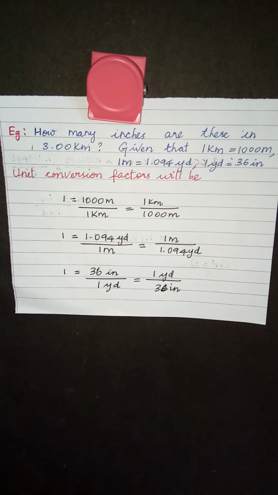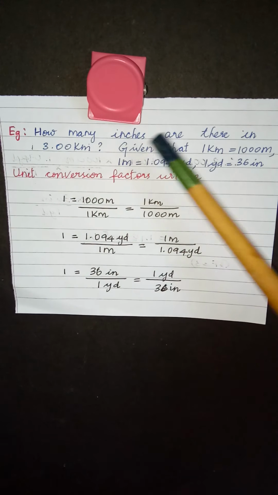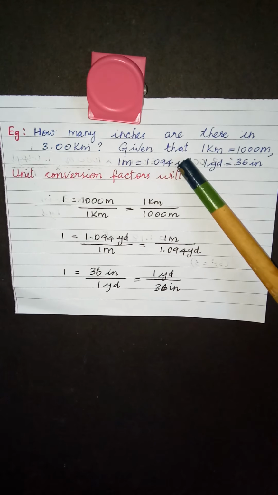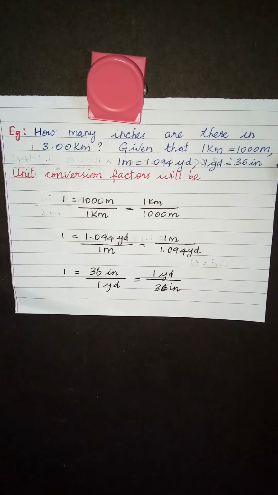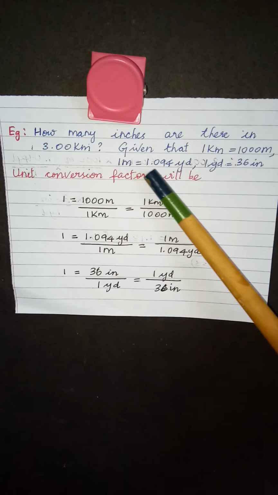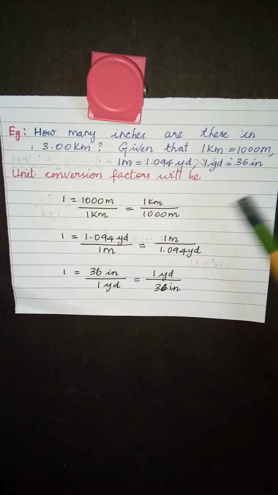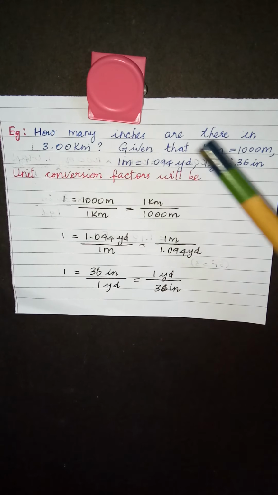Now let's try with one more example. How many inches are there in 3.00 kilometer? Given that 1 kilometer is equal to 1000 meter, 1 meter is equal to 1.094 yard, and 1 yard is equal to 36 inch. So you have to convert kilometer into inch.